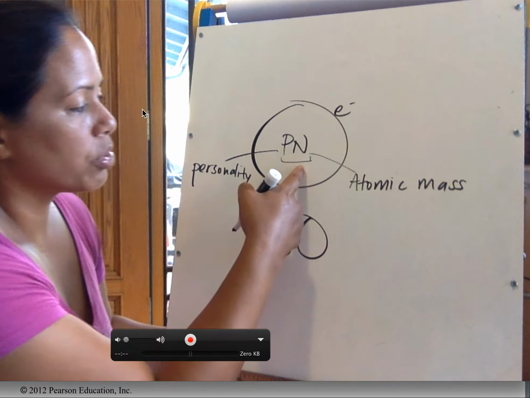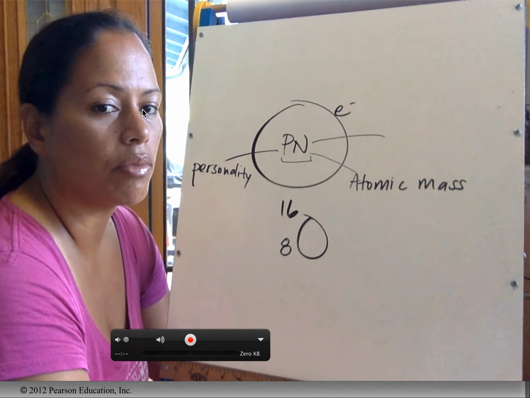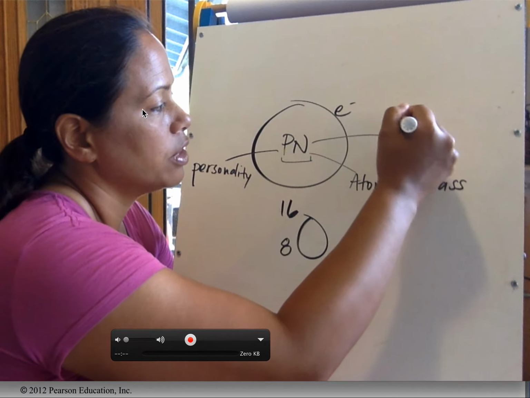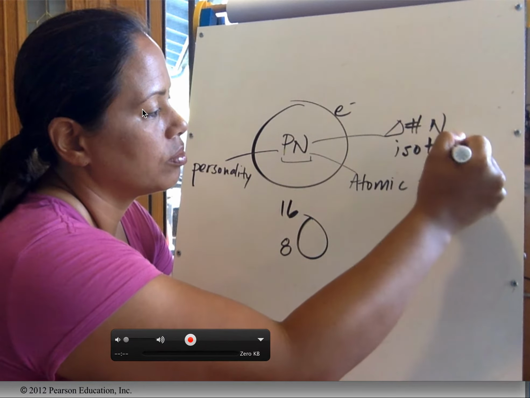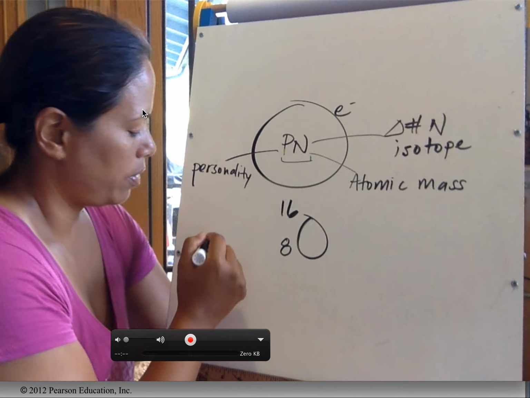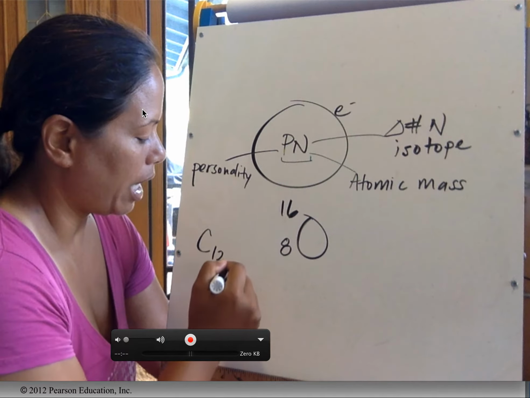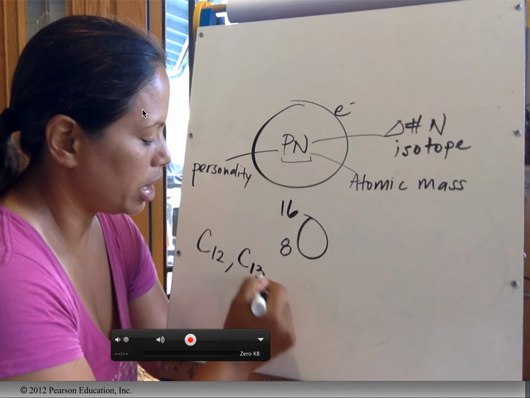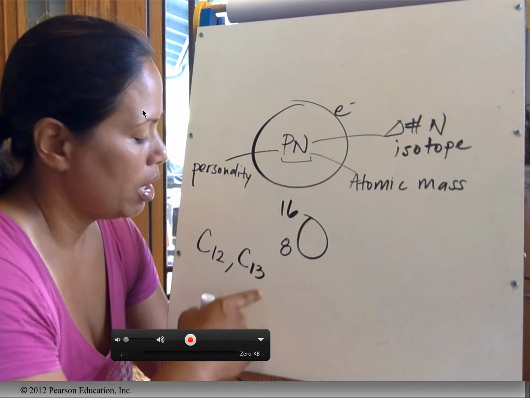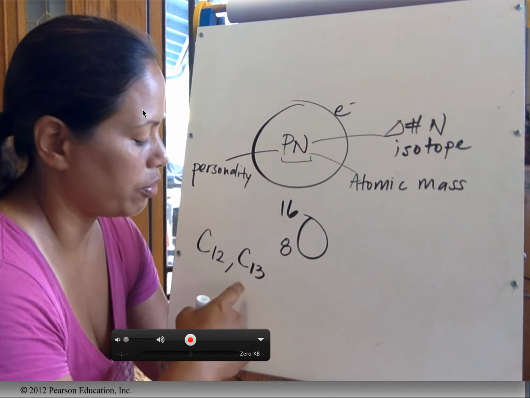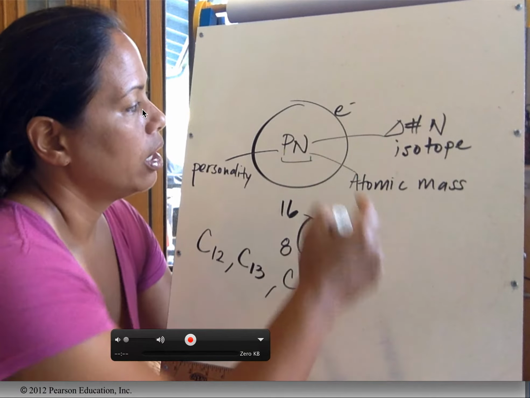If I change the number of neutrons in the atom, what is it called? A different number of neutrons is called an isotope. So let's say I have carbon 12. Maybe I add a neutron, I have carbon 13. It's still carbon because the protons and the personality are the same, but the number of neutrons is different, and therefore the mass is different. And then maybe I have carbon 14, etc.